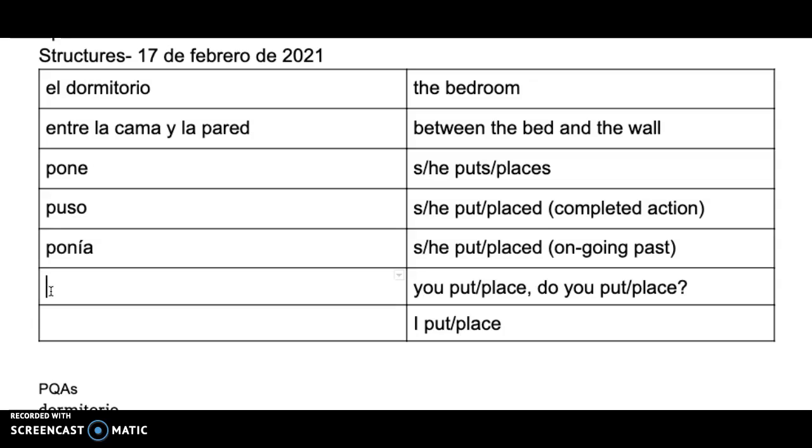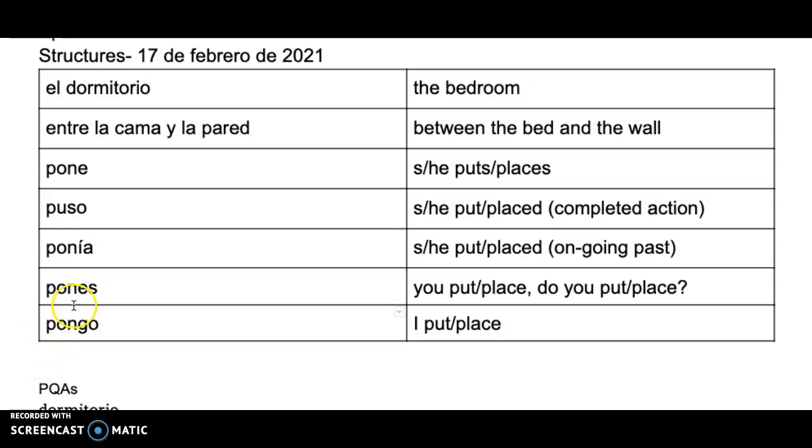So the word you put, or if I make it into a question, do you put? The word is pones, P-O-N-E-S. I'll say that one again, pones. If it's a question, it would be pones. So pones is you put or do you place? And then the answer to that, it's kind of a funny little word here, is pongo. Pongo means I put or I place.